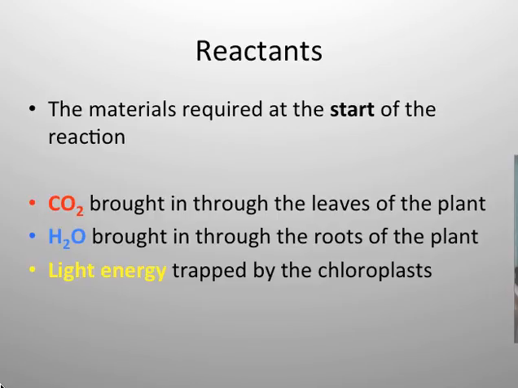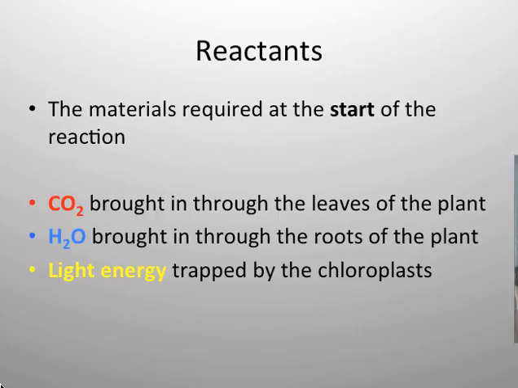So the first reactant that photosynthesis needs is CO2, carbon dioxide, which is brought in through the leaves of the plant, H2O, which is water, and that happens by water creeping up through the roots to the leaves of the plants through a process called capillary action, and light energy, which is trapped by the chloroplasts, which are the green cell organelles.